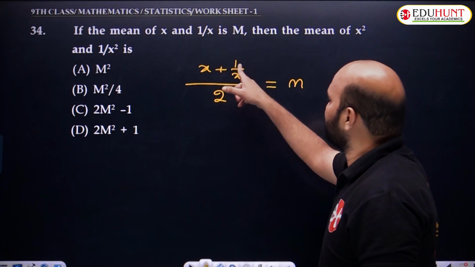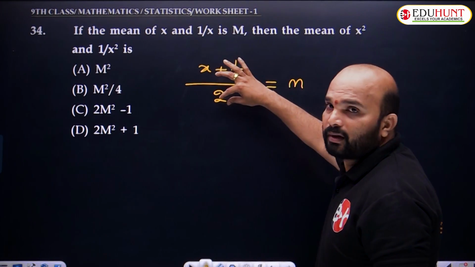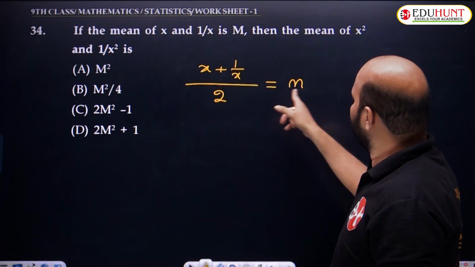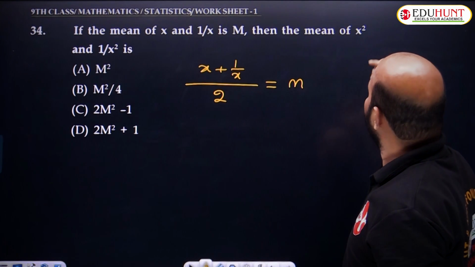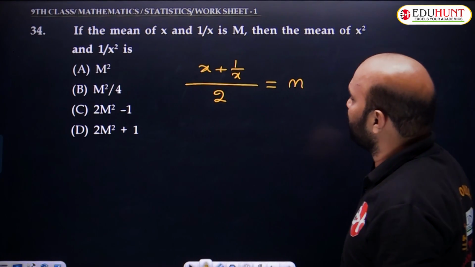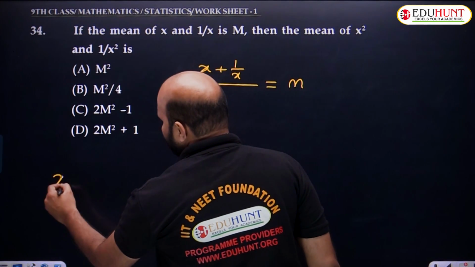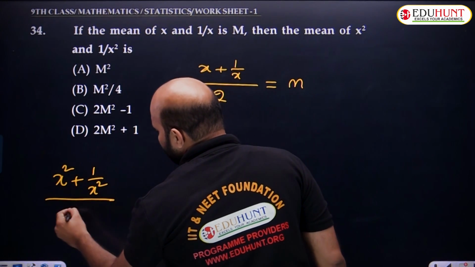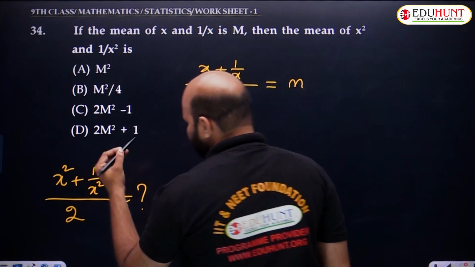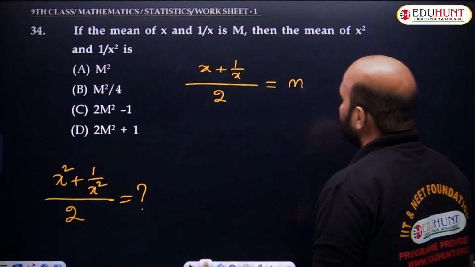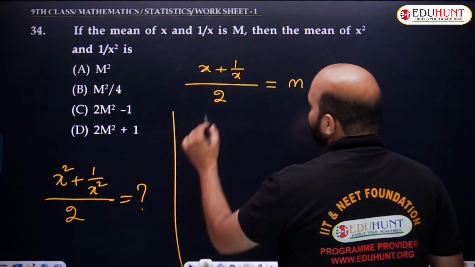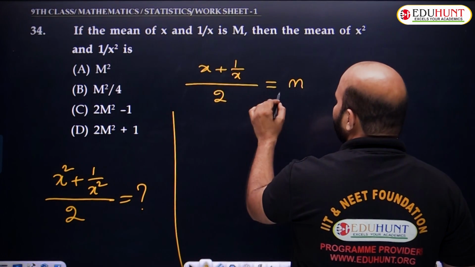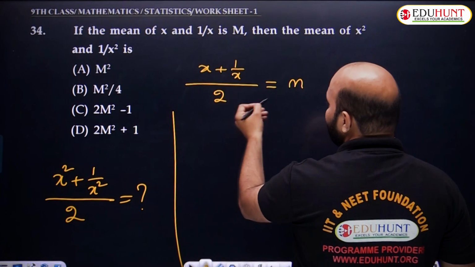So that is x plus 1 by x, the sum, divided by the number of observations, 2. X and 1 by x are 2 items, equals M. But what am I asking in the question? The mean of x square plus 1 by x square. Finally, what I am asking is x square plus 1 by x square, the mean of that, nothing but whole by 2. The value, how much? This is the question. Am I clear? So x plus 1 by x whole by 2 equals M. That is how to construct the first equation.